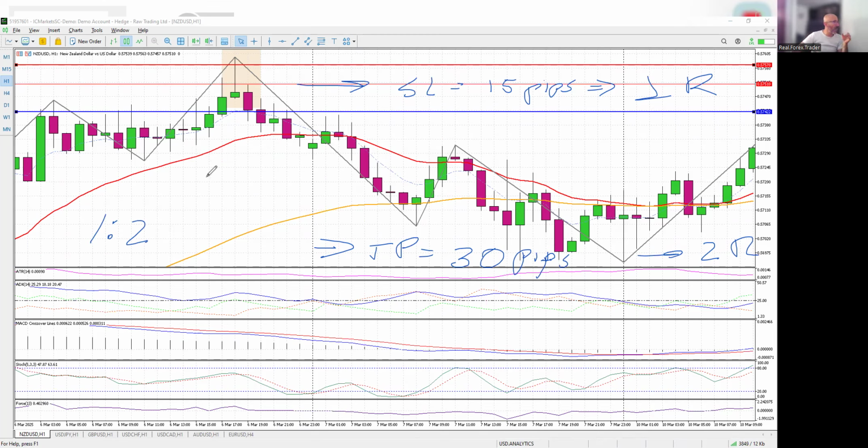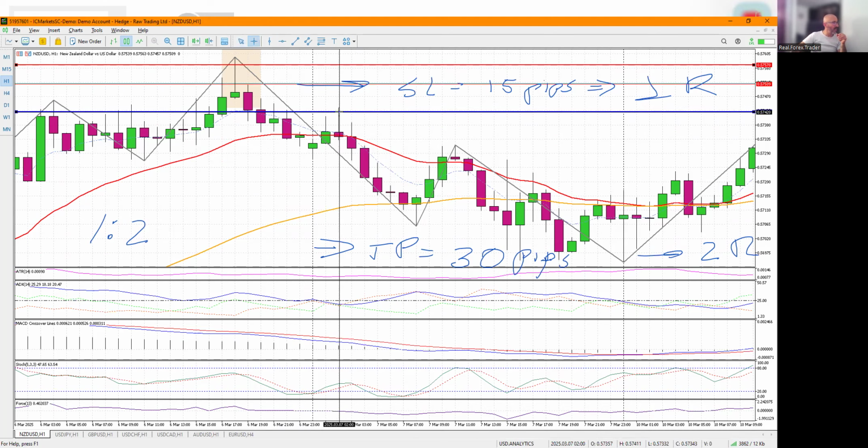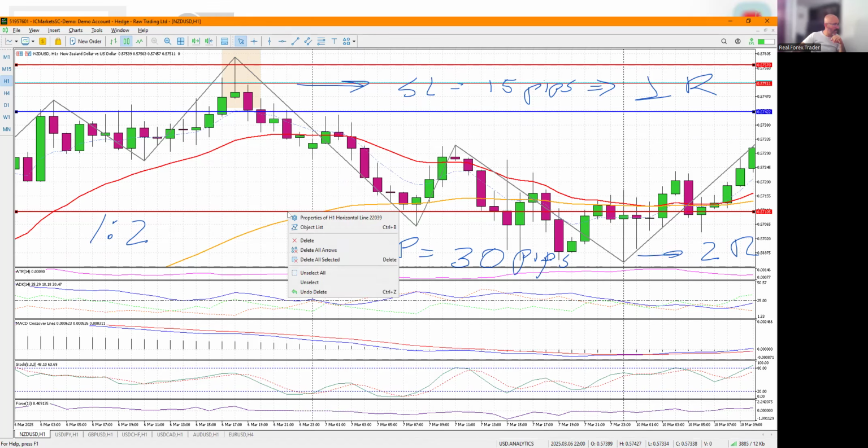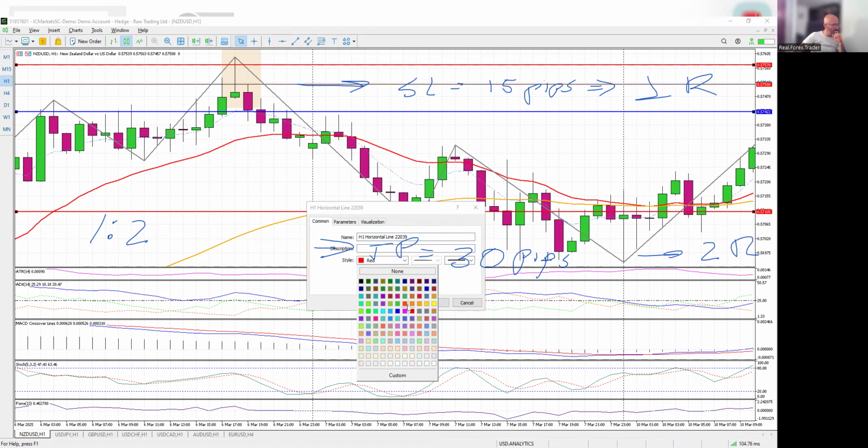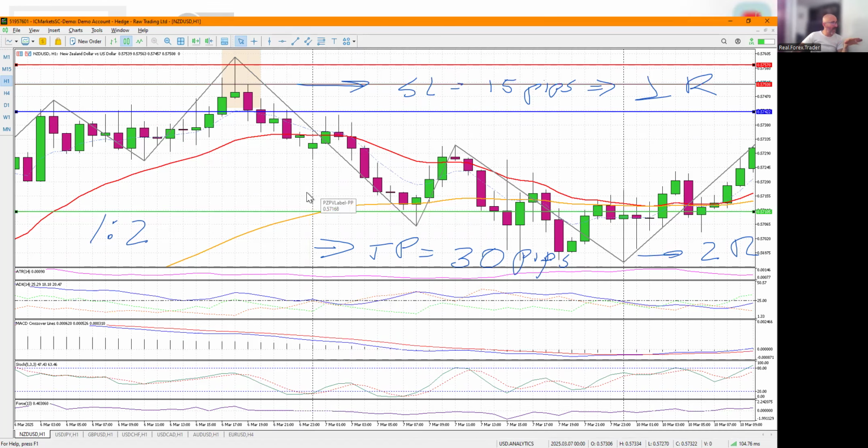So let's see where I can get 30 pips. I use my tool. This is my entry point. And I reach my 30 pips around this area here, slightly below that. This is 30 pips. That is my take profit.